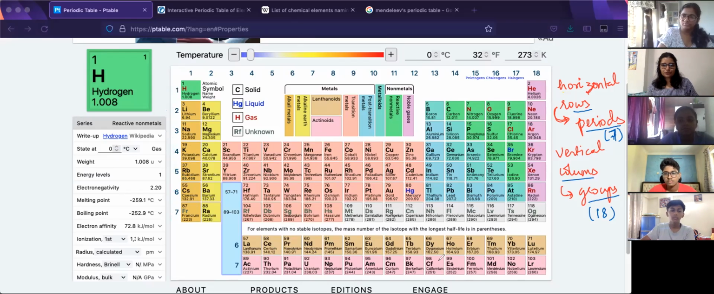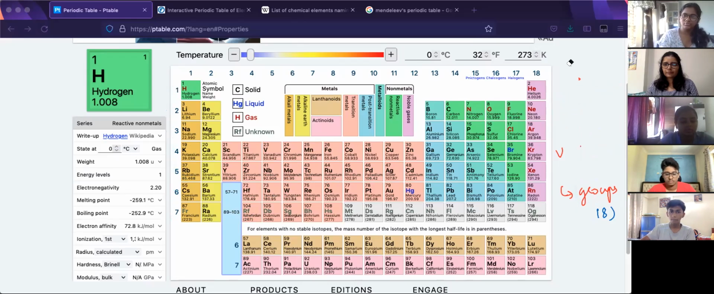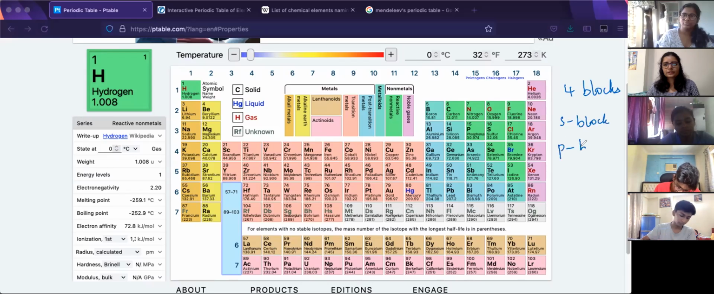Okay. So this is the most basic thing. The periodic table is divided into blocks. So we'll take up each block one by one. So there's a total of 4 blocks in the periodic table. So you've got the S block, you've got the P block, you've got the D block, and you've got the F block.